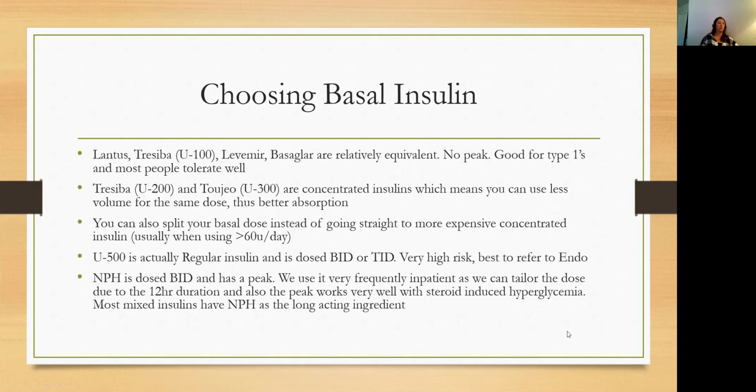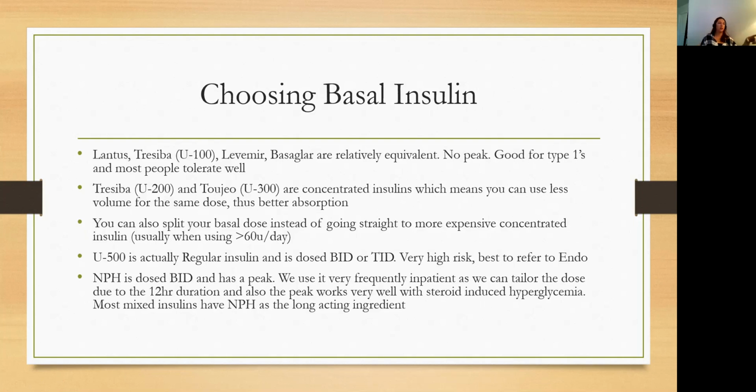So Lantus, Tresiba, Levemir, and Basaglar are pretty much equivalent. They have no peak, which means that they're very steady and they're not going to have a peak which could drop the patient throughout the day. So they're good for type 1s who are sensitive, and pretty much anybody is going to tolerate these well.